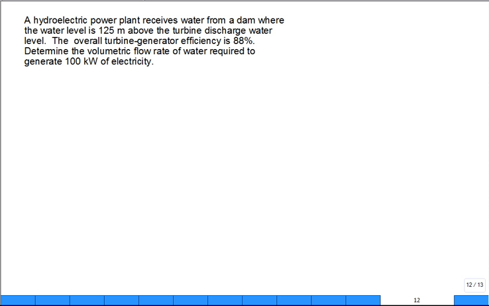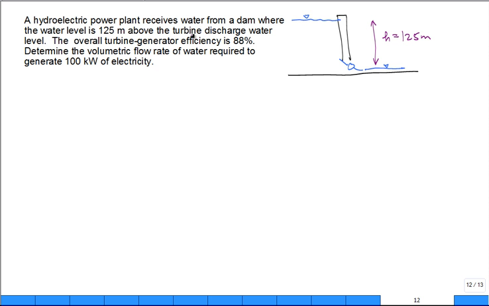So here's our dam. Here's our input to the turbine, the hydraulic turbine, and it goes out. There's the base. Here's the water level feeding the dam. Here's the water level at the discharge. The height difference between the discharge and the water level feeding is h equal to 125 meters.